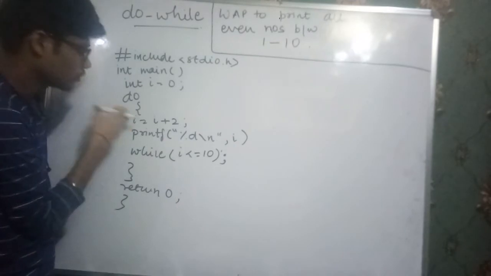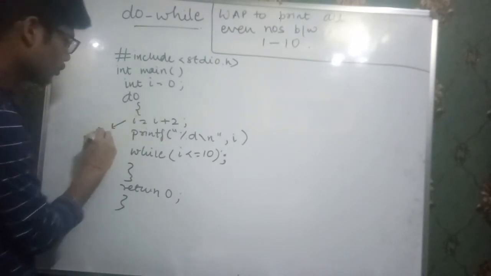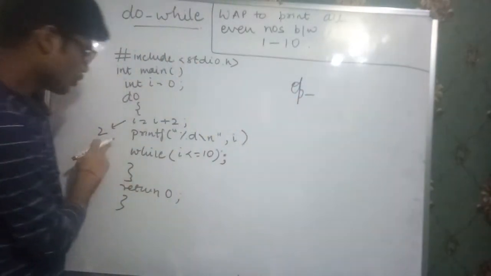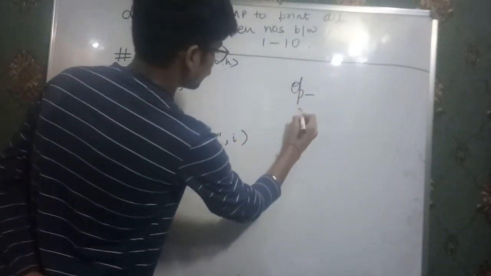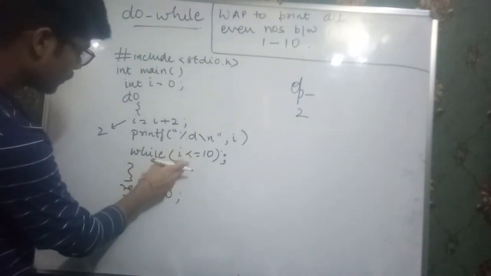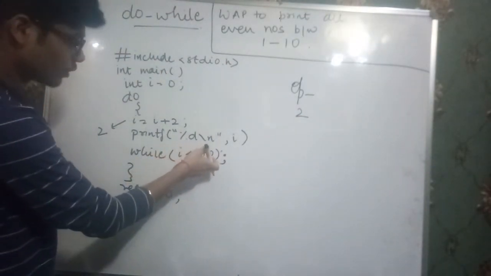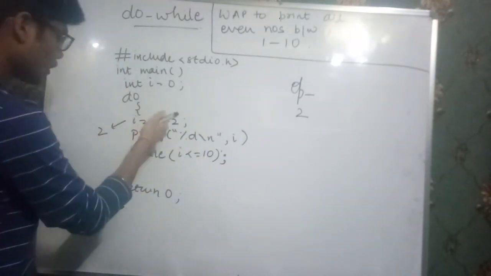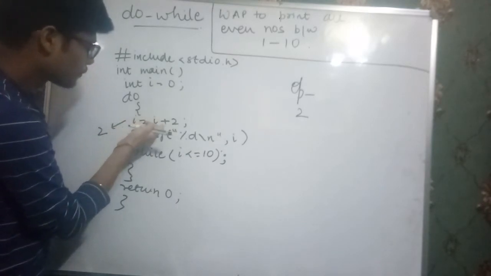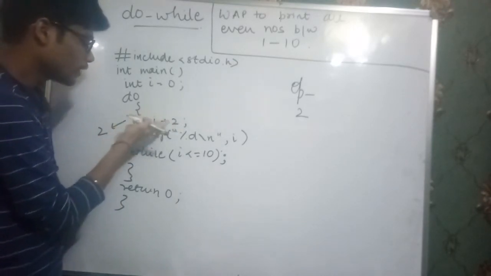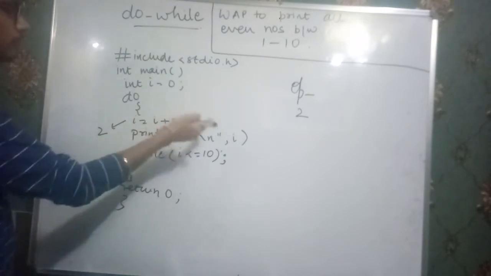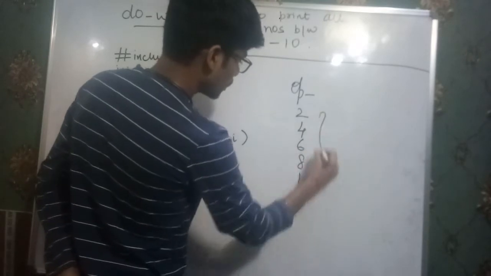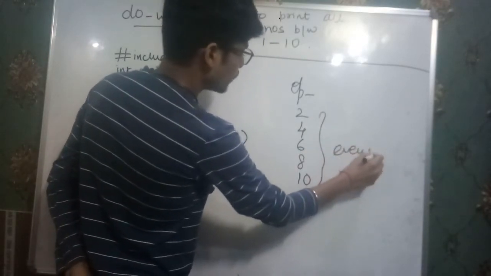Yes. So what this code is exactly doing: we are getting i is equal to 0, then we will go into the do block where i becomes 2. So our output will be like this, 2 will be printed. After that it will check whether 2 is less than or equal to 10, the condition becomes true. Then it will go again, now i is 2, then 2 plus 2 is 4, and then it will print 4. So like that it will go on and print all the even numbers between 1 to 10.